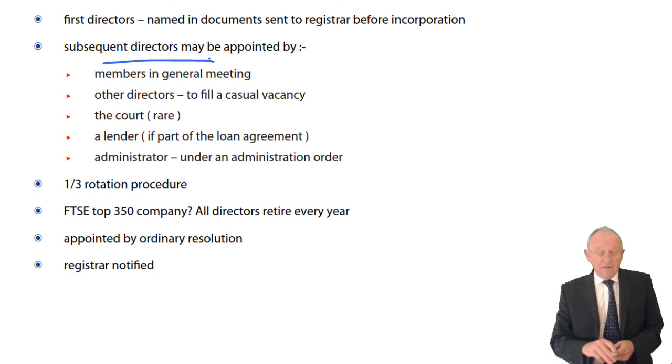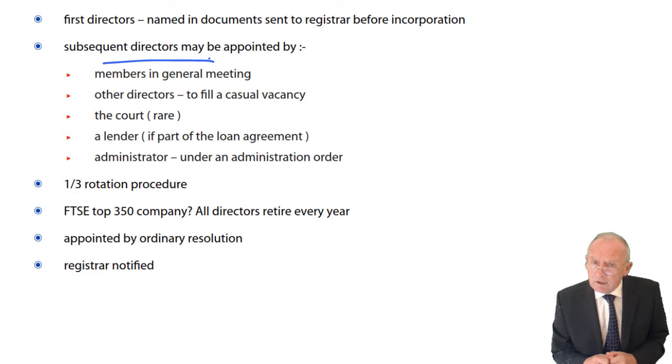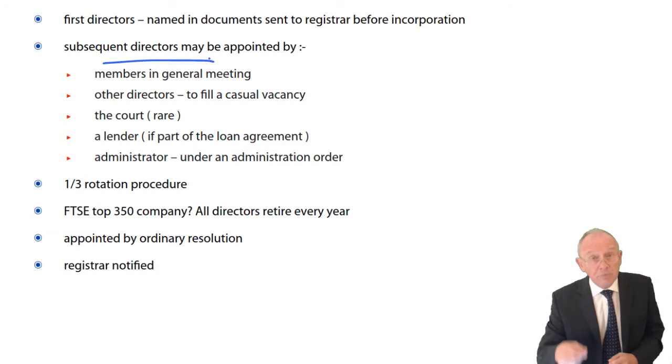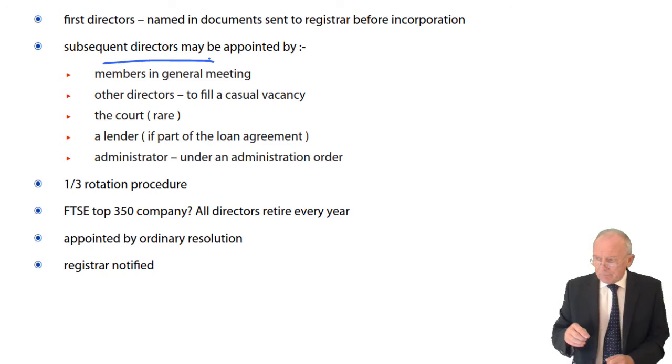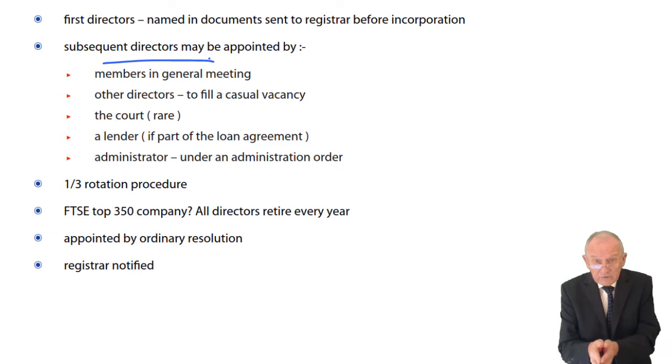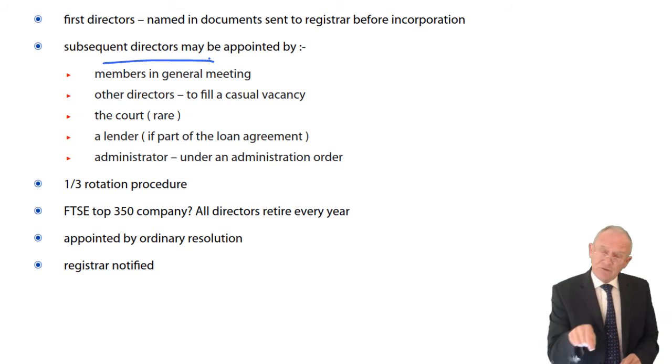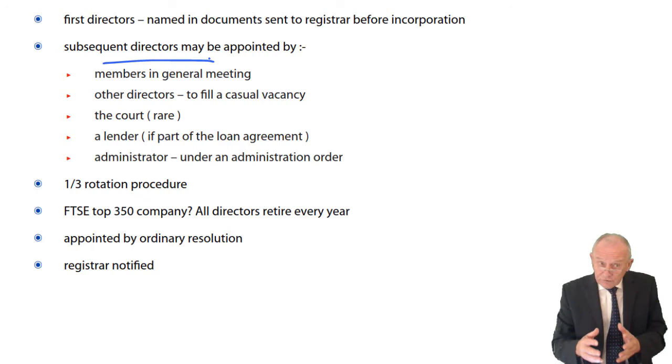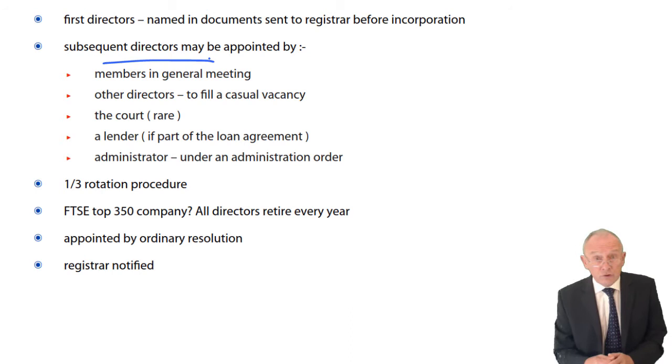Subsequent directors. Now, this is interesting because whenever I used to ask this question in class, who appoints directors? The answer was, well, the members do. Well, of course they do. That's the basic premise, that the members of a company should be the people that appoint the directors who are going to be responsible for running the members' company. But it doesn't stop there, because if there's a casual vacancy on the board, the directors typically have the power themselves to appoint somebody to fill that casual vacancy. Now, the person appointed to fill the casual vacancy will typically, according to the articles, have to resign at the next annual general meeting and submit themselves for re-election if they choose to do so.